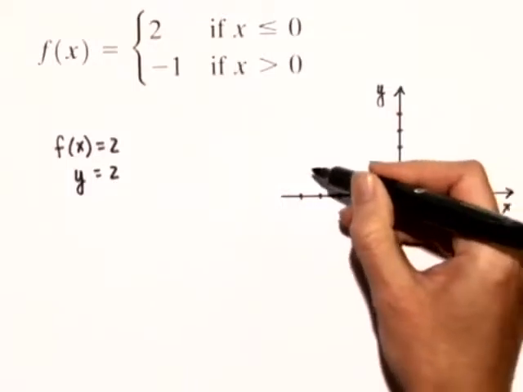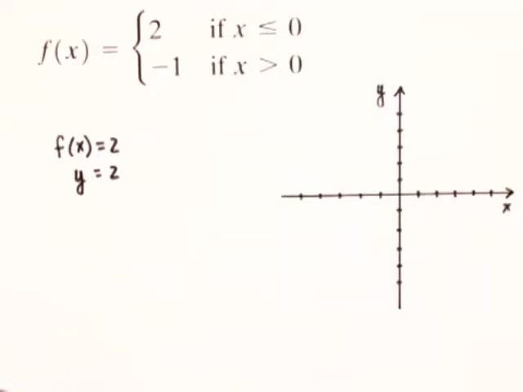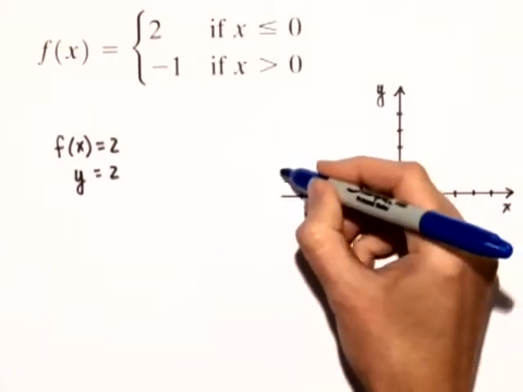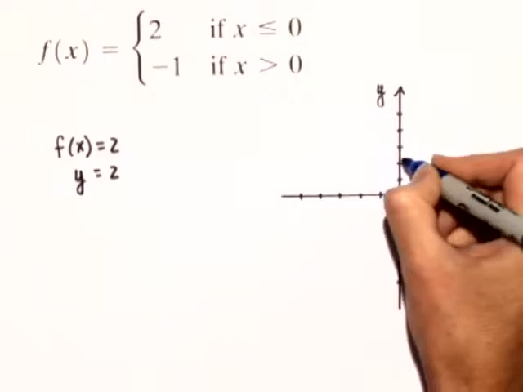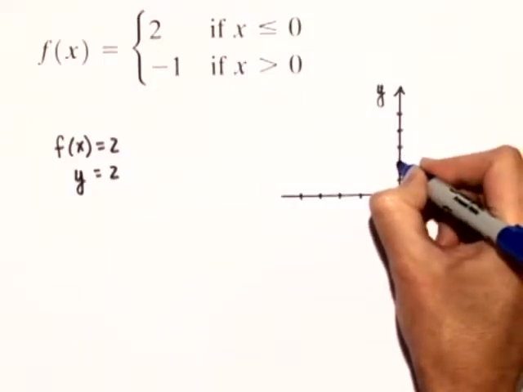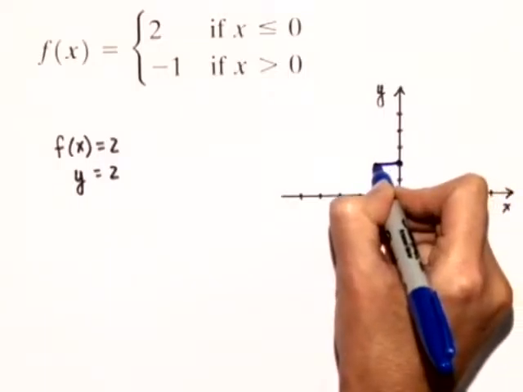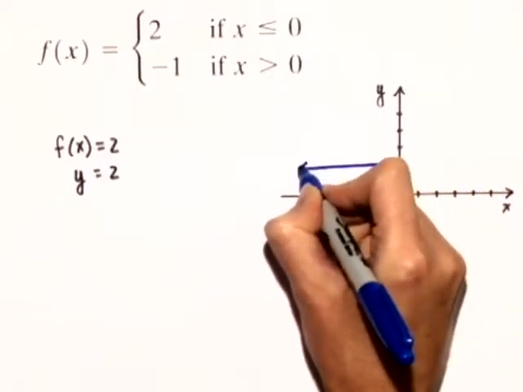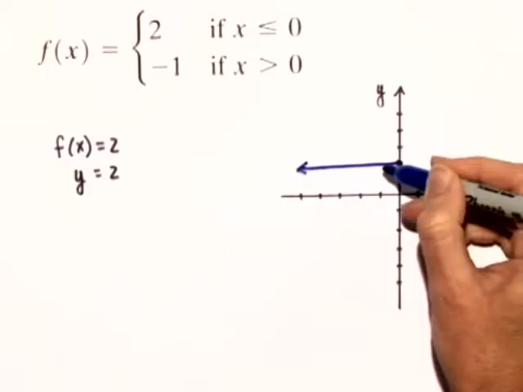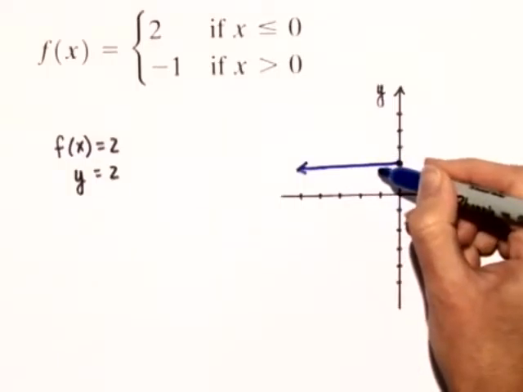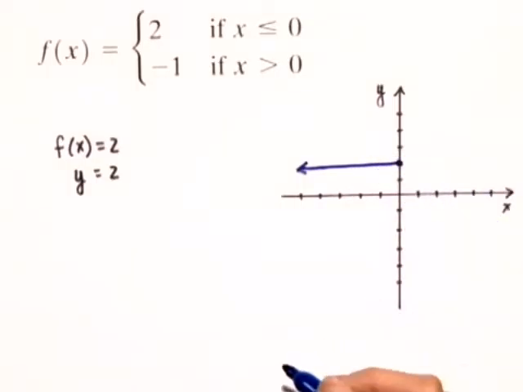Remember, y equals 2 really is just a horizontal line passing through the y-axis at 2. But we want to stop when we get to the y-axis because that is our limitation on the interval. So this is the graph of f of x equals 2 whenever x is less than or equal to 0. Now let's look at the second part.